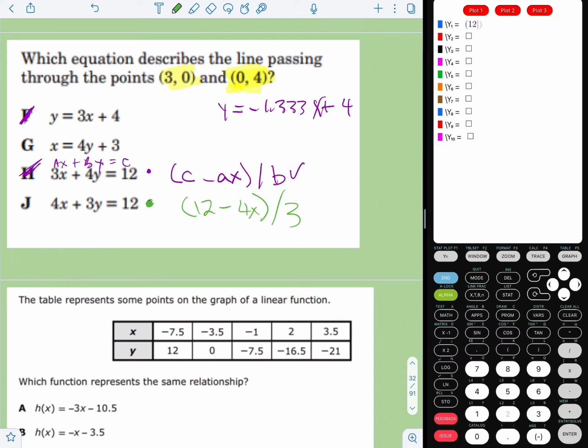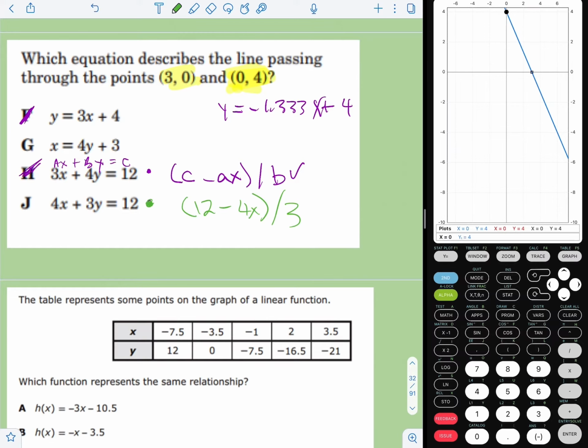Parentheses, 12 minus 4x, close parentheses, divided by 3. All right, now let's try it.